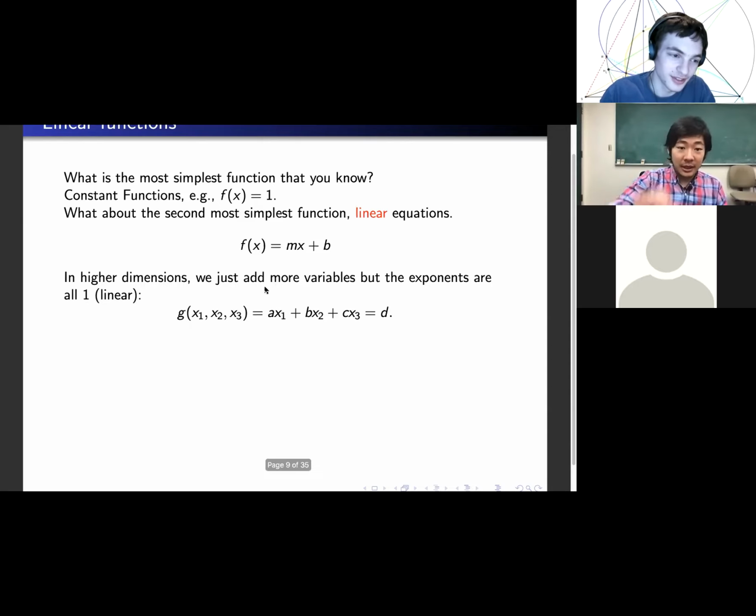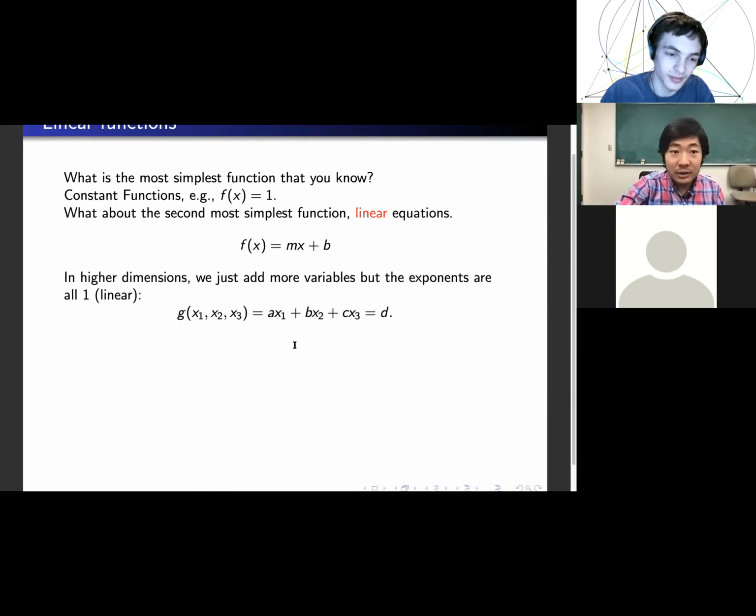In higher dimensions, if we add more variables, we could still have linear equations or linear functions, where we just have to make sure that the exponent on top of each of your variables is 1. That makes things linear equations. There are actually other definitions of when something is linear, but for now, in a higher dimension, a x1 plus b x2 plus c x3 equals d, we would call that a linear equation in 3 variables.